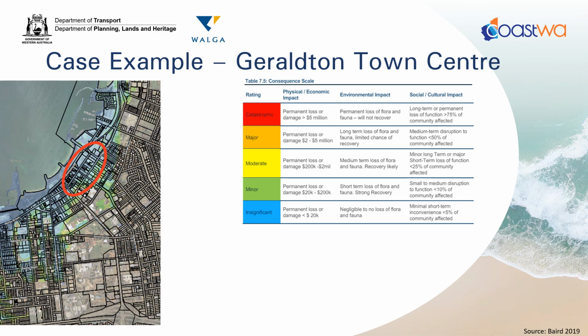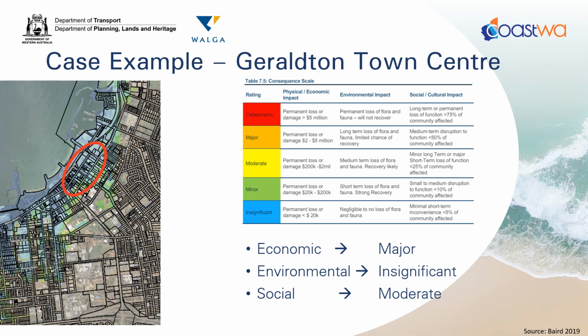Looking at the consequence scale, the way that this was assessed was to look at each of the different elements. Looking at economic, it was seen to be a major impact. Environmental was insignificant. Social was moderate. And heritage was also insignificant. So taking the main consequence there, it's being assessed as a major consequence.